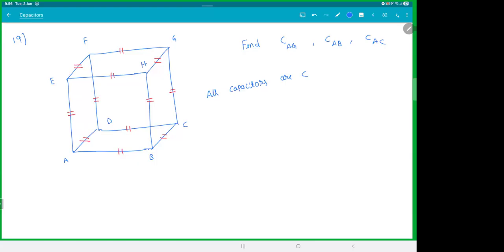6C near. How did you get that? Think for a minute. I'll show you one. You have to think like this. I am going from A to G. So how many identical paths are there? If two paths are identical, that means their potentials also should be similar.